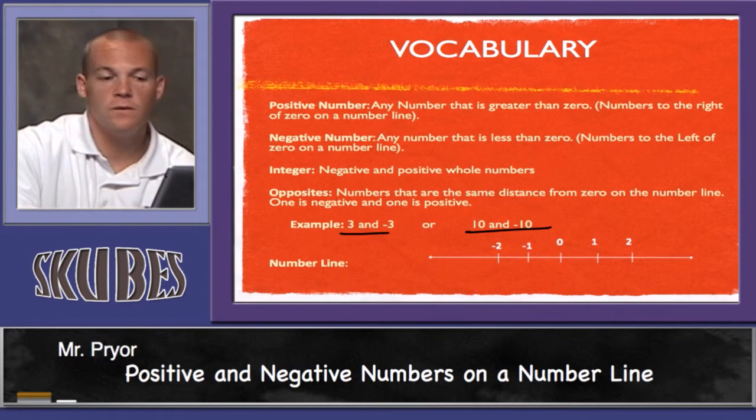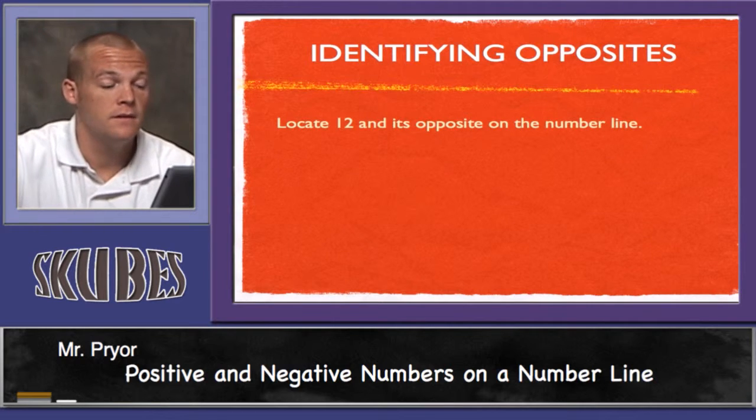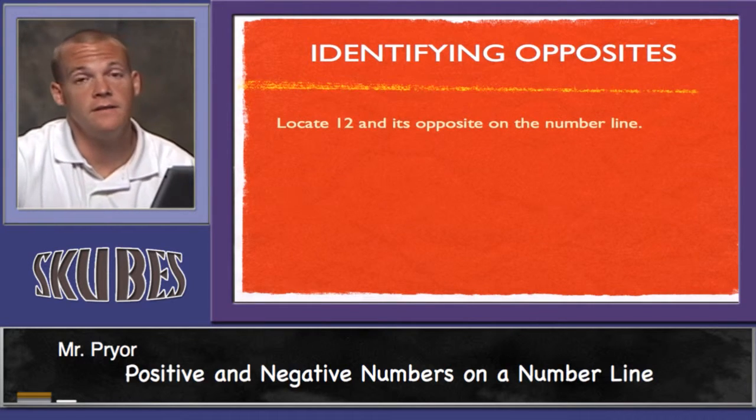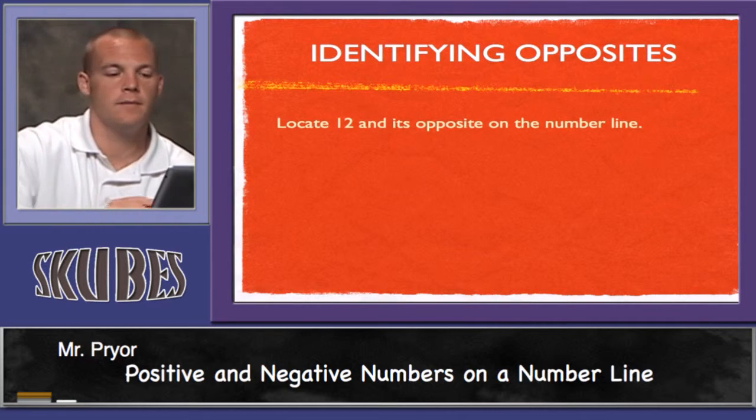All right, so let's take a look at what they're going to be asking you to do here. First of all, identifying opposites. They'll want you to identify the opposite, in this case of 12, on a number line, or any other number on a number line.